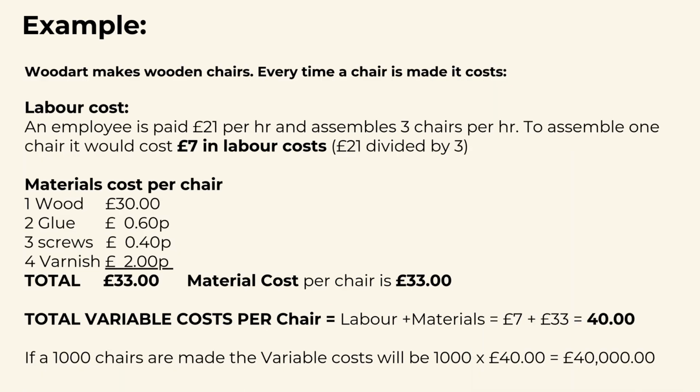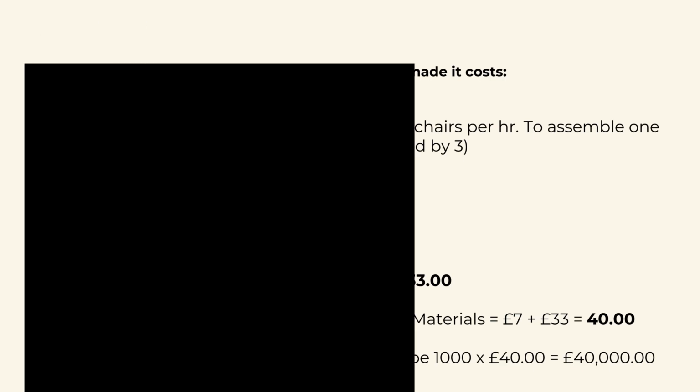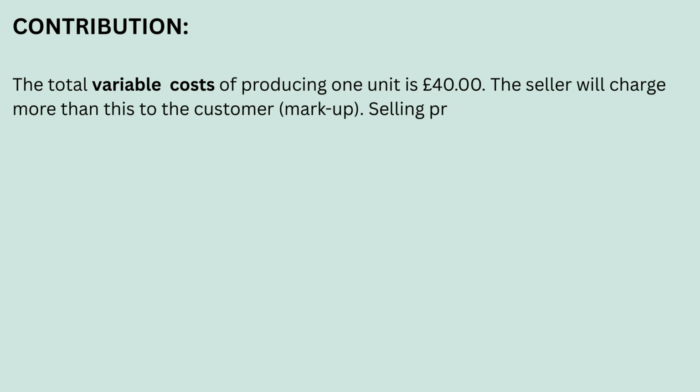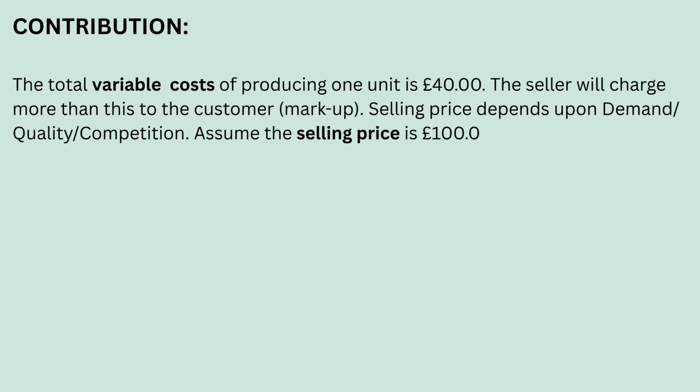If a person earns £21 per hour and can build 3 chairs, then labour costs per chair will be £7. If the materials cost is £33, then the total variable cost per chair will be £7 plus £33, a total of £40. A business will of course charge a higher selling price.